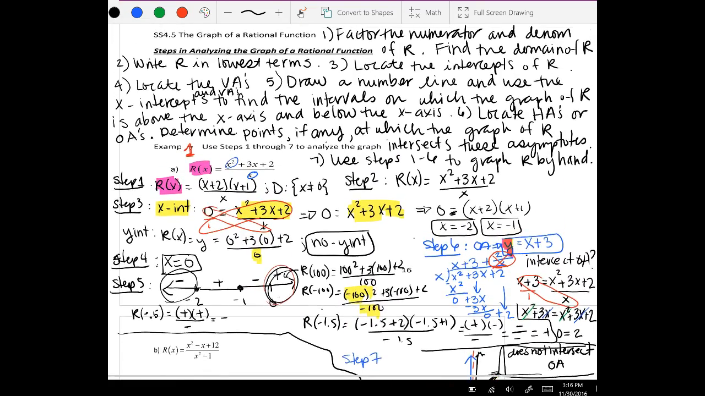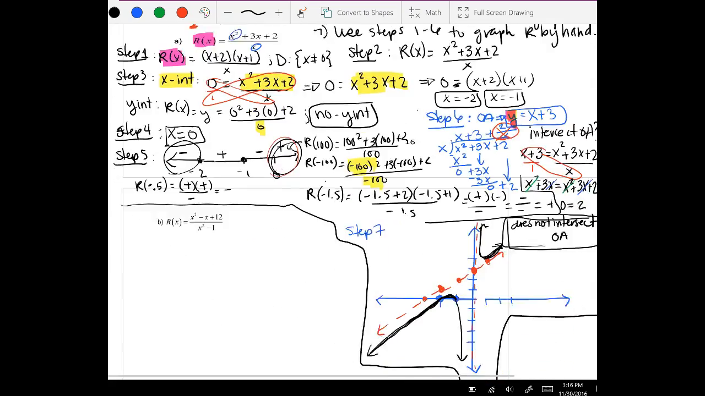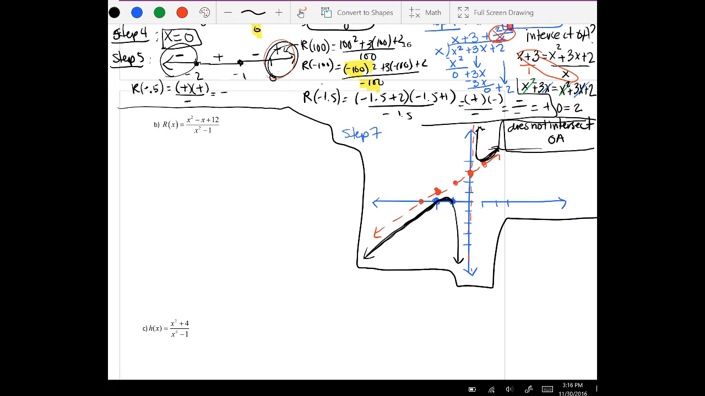Step number 1, according to your steps: factor the numerator and denominator and write it in the lowest terms, and then find your domain. So let's factor first. So step 1, okay? And again, hopefully you know how to factor. So the factors are x minus, guess what it is? Can you tell me? Oh, okay, x minus 4 times x minus 3. Well, let's see if that works, okay?